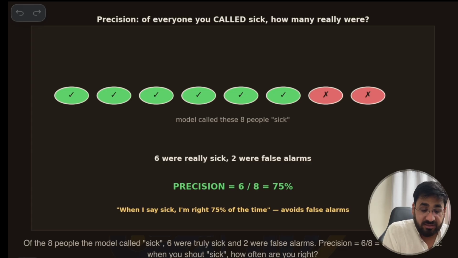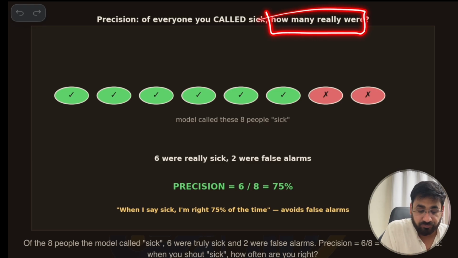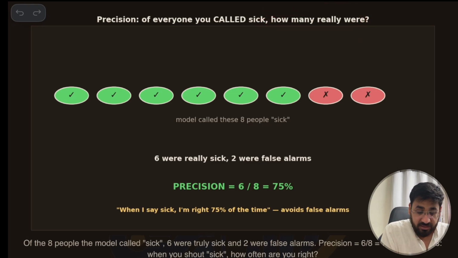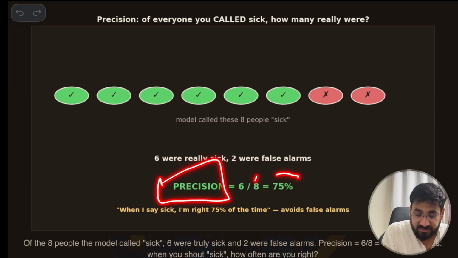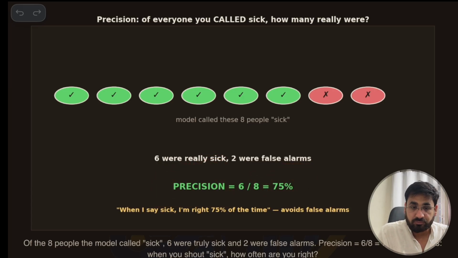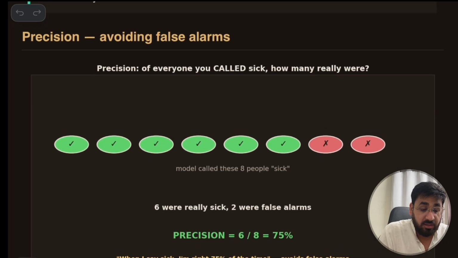Say precision: of everyone you called sick, how many really were? What is there? 6. It called how many? When I say sick, say 6 were really sick and 2 were false alarm. You can check this. Now if I ask you what is the precision, 6 divided by 8, 75%. Now this is called precision.